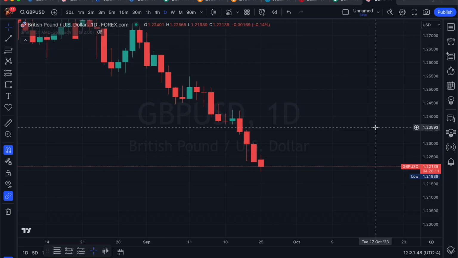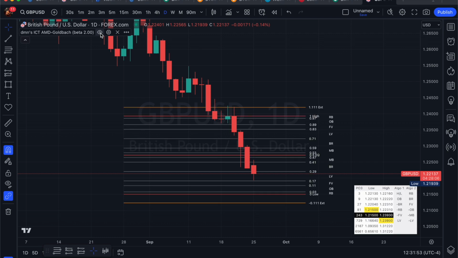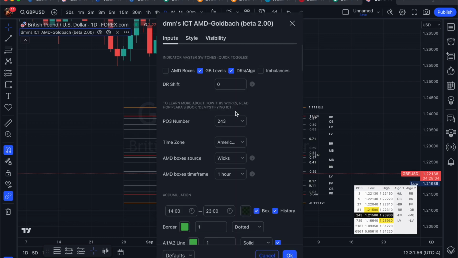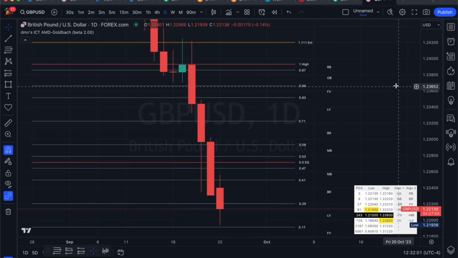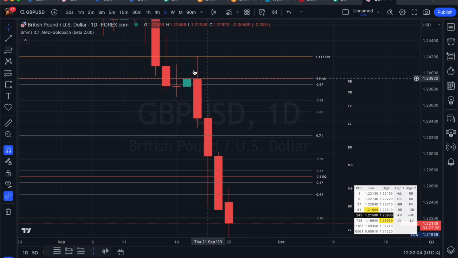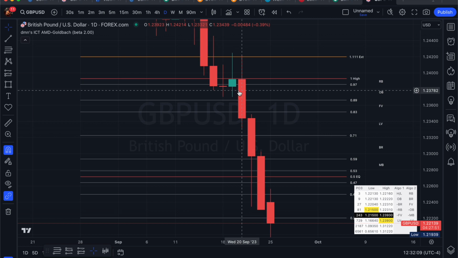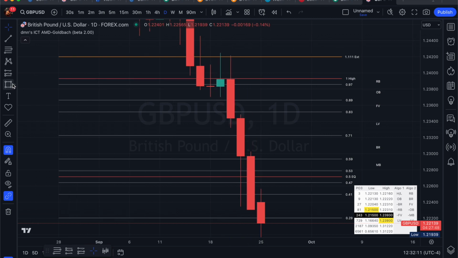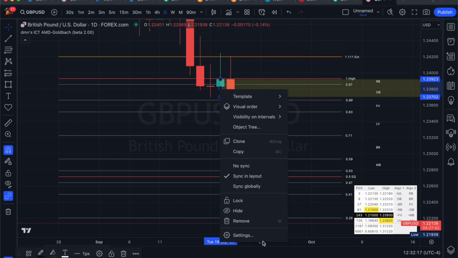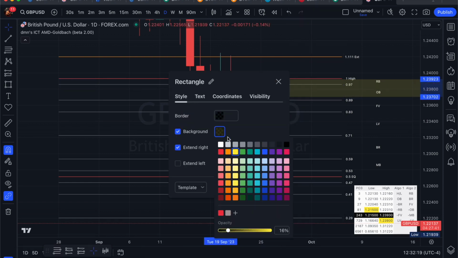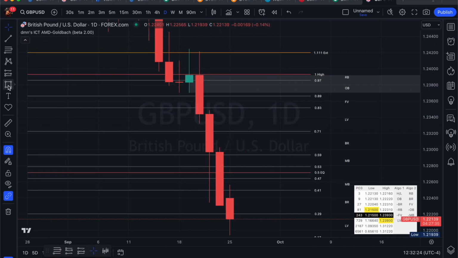So this looks like a mess, right? This looks pretty random on the daily. But if you bring up the 243, you will see that we are playing Goldbach perfectly. So you see this bullish candle here. The daily works quite well. We have an order block right here in the order block level. We have a fair value gap in the fair value gap level.